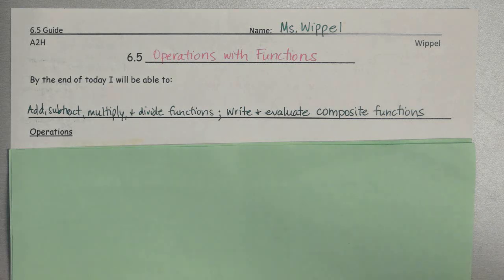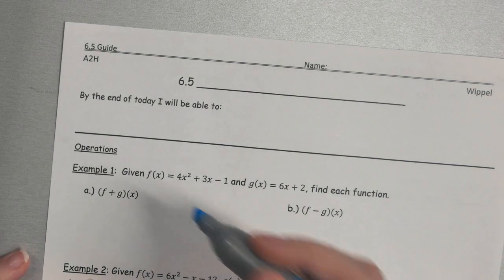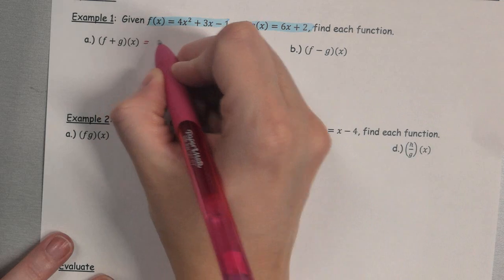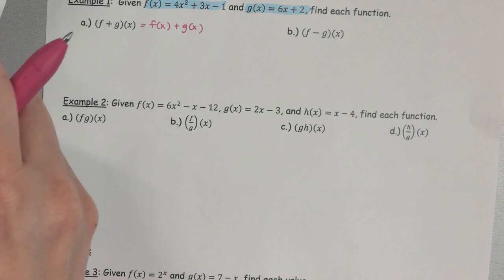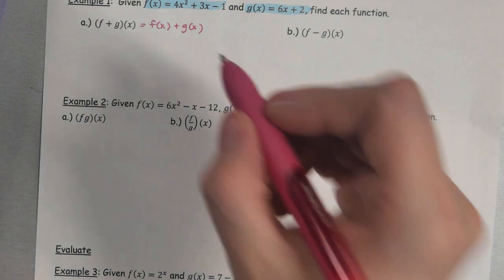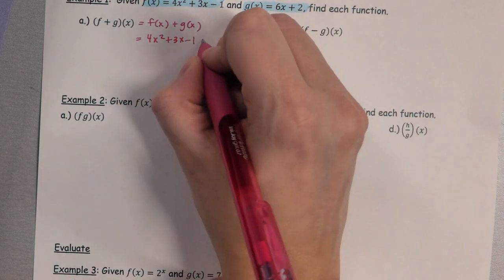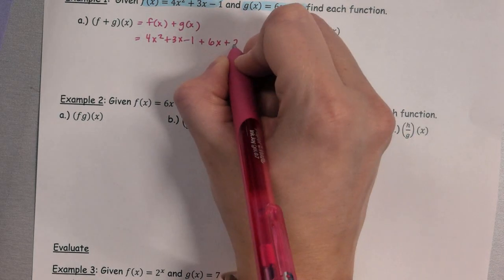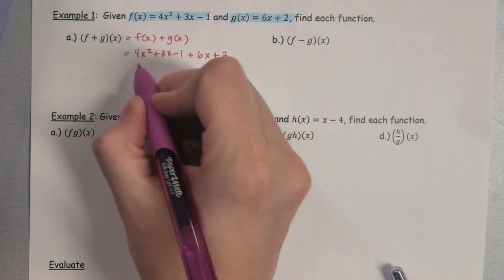Okay, so let's take a look. So you have f of x and g of x. We are going to add f of x and g of x together. So this is combining your like terms. So f of x is 4x squared plus 3x minus 1. And then if you want to line these up horizontally, you can. You can also line them up vertically if you want to add straight down. But if you do it horizontally, then you'll probably underline like terms.